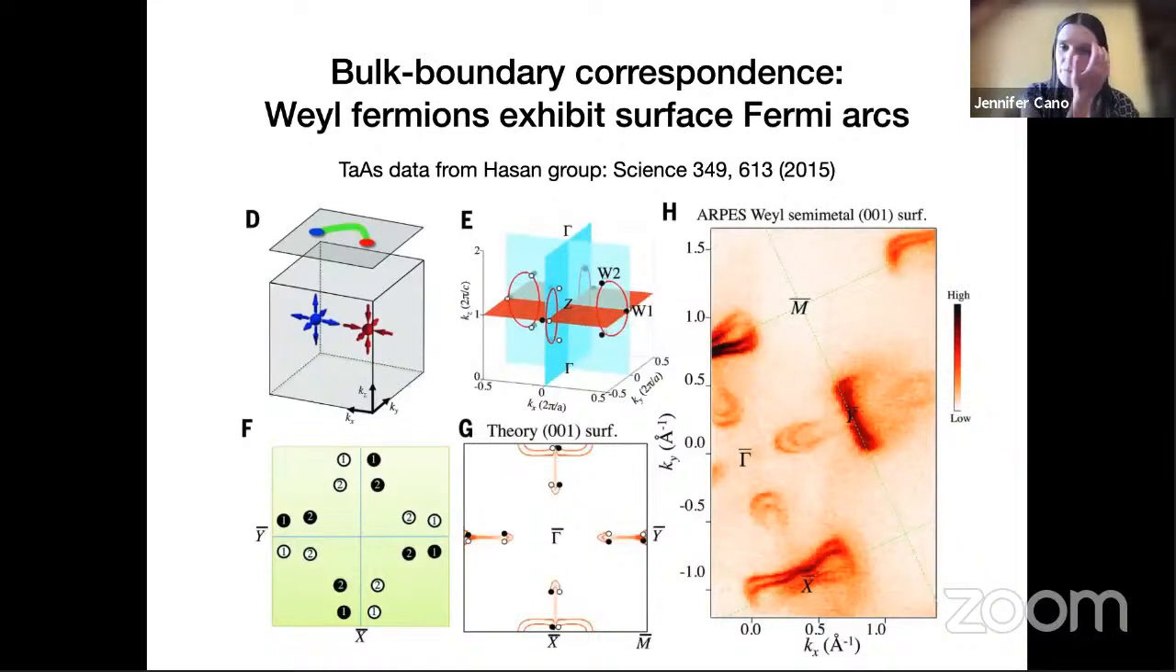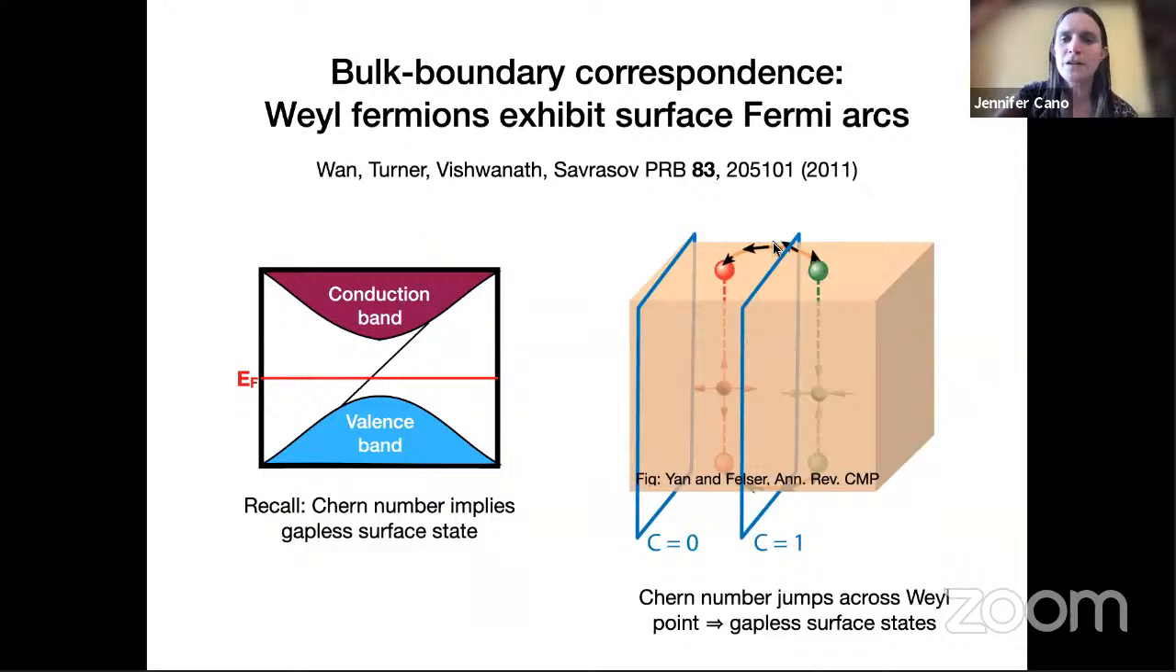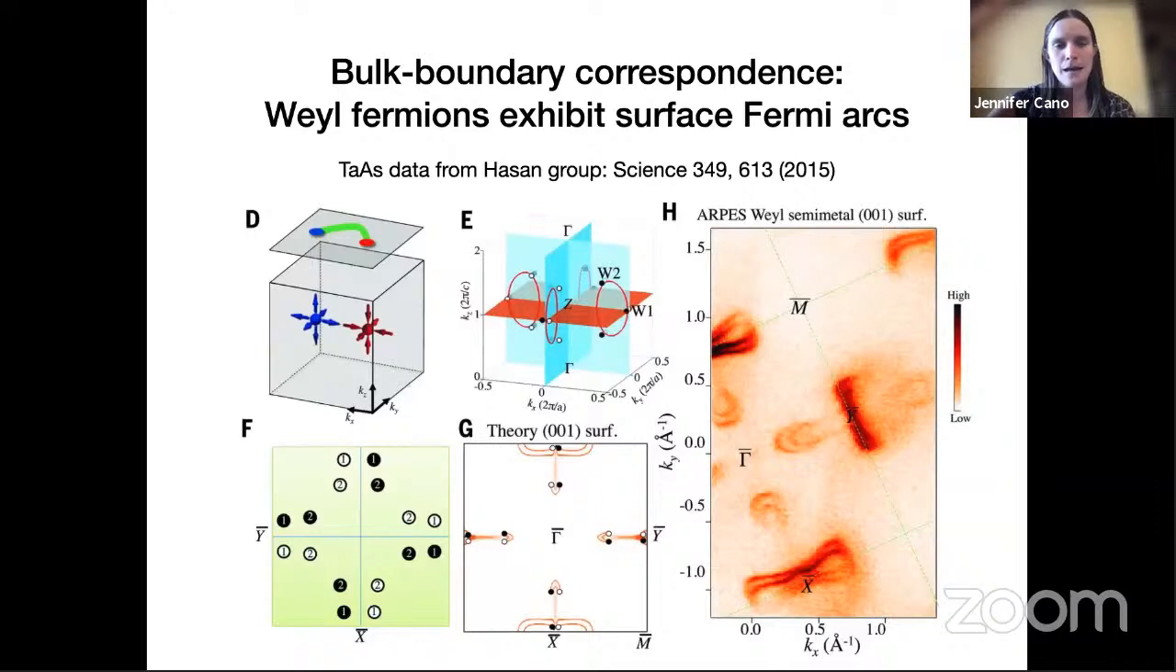This is just to show some data. In this previous slide, it seems so clear, it seems like it would be very easy to observe this. Actually, the data is a lot more complicated. One of the problems is that a lot of Weyl materials have many Weyl points. One example of this is tantalum arsenide. This material has 24 Weyl points. Some of them are drawn here by these black and white dots. So when you look at the surface, you actually get projections of many Weyl points.